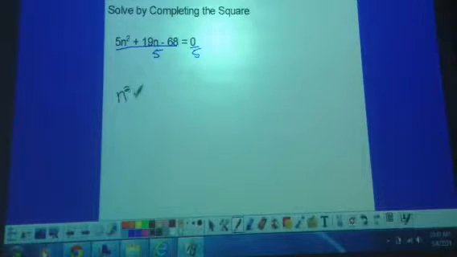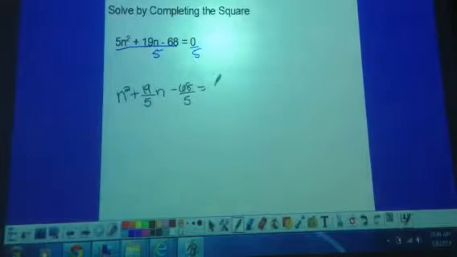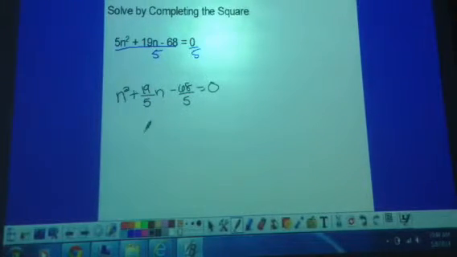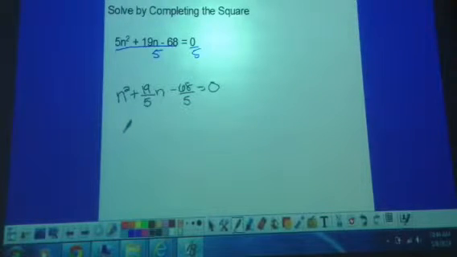Now here I'm going to get a fraction. I'm just going to leave it as an improper fraction, and here I also get an improper fraction. And here I get 0. Okay. The next step is to move the c term to the other side. And I know that these are fractions, but we can still do this process, so try not to freak out, and we're going to go through it step by step.